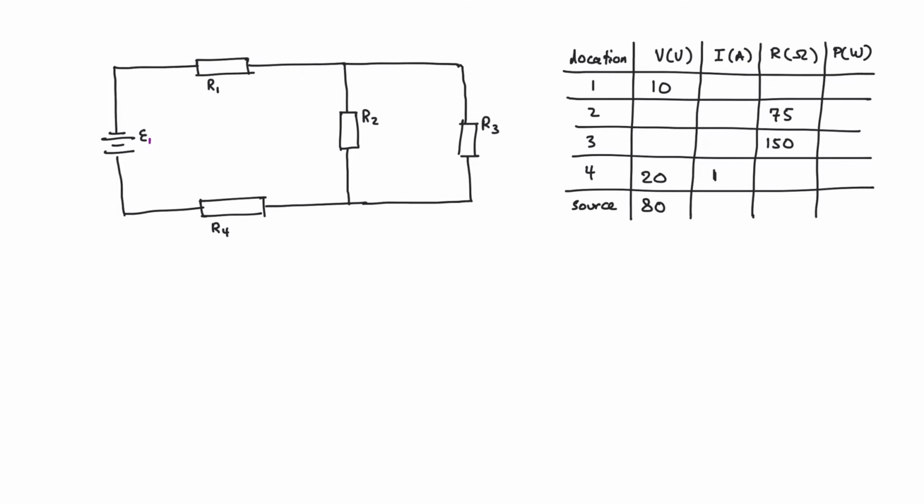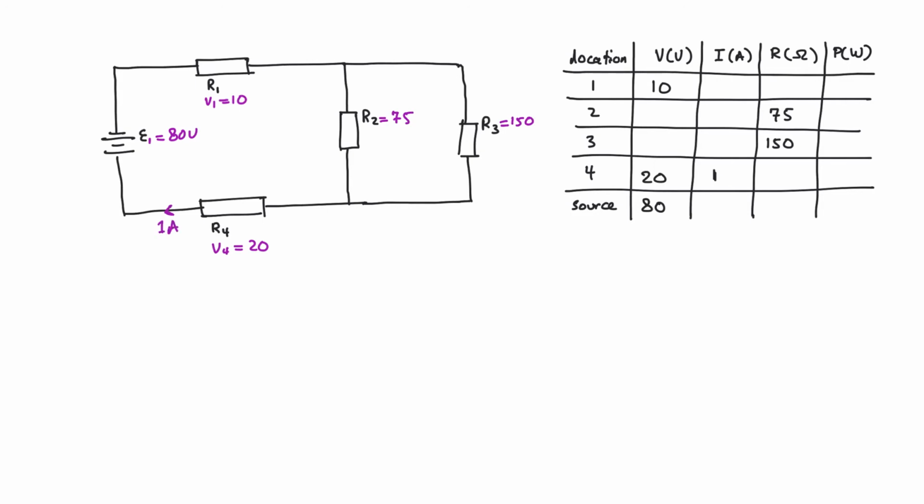The EMF from the source is 80 volts. The potential difference across resistor 1 is 10, and across resistor 4 is 20. Resistance number 2 is 75, and resistor number 3 has a resistance of 150, and the current going across resistor 4 is 1 amp.